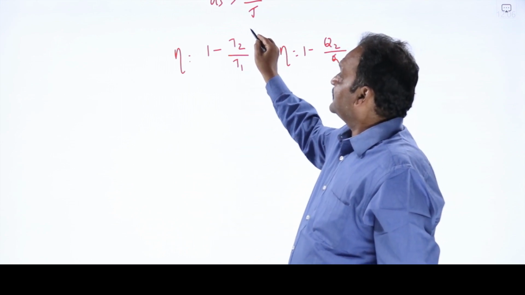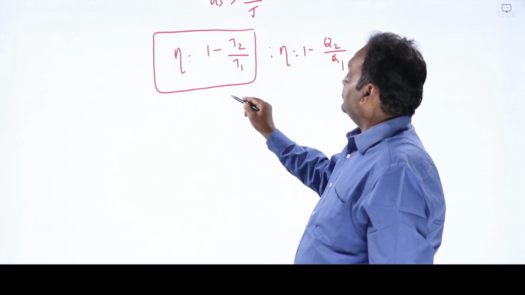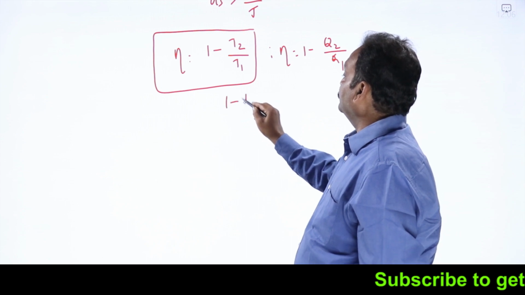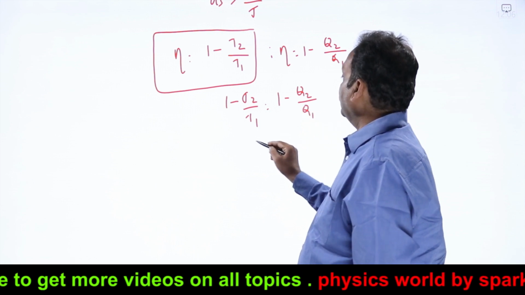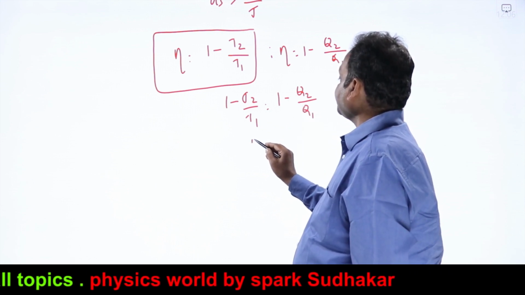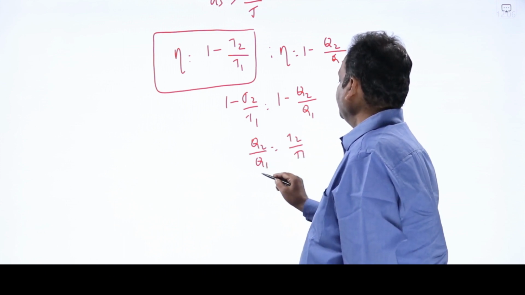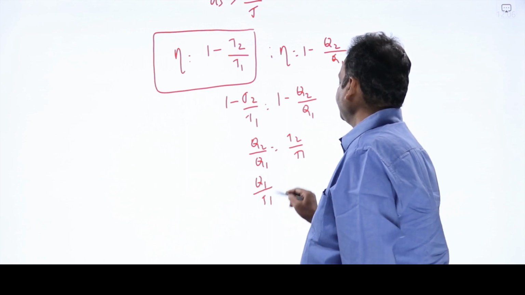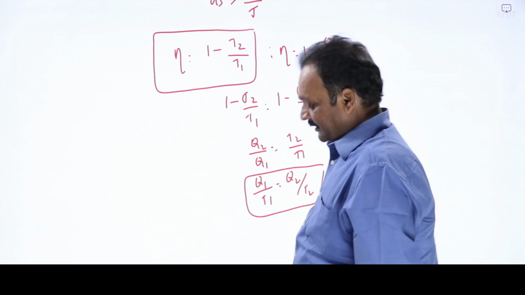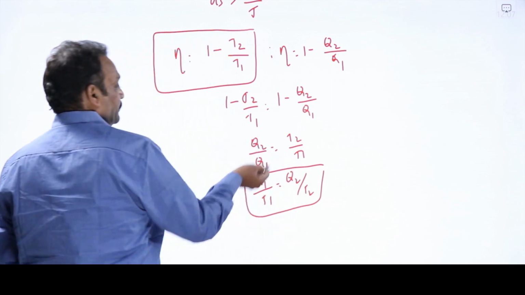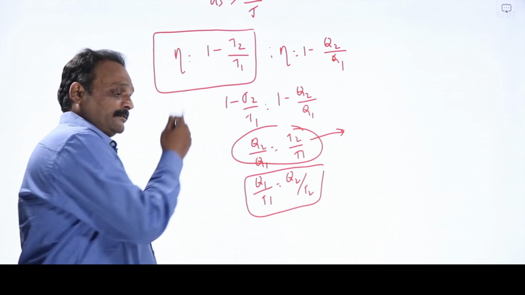For a Carnot engine, which is a reversible engine, we have eta equal to 1 minus T2 by T1, which is equal to 1 minus Q2 by Q1. So Q2 by Q1 is equal to T2 by T1, or Q1 by T1 is equal to Q2 by T2 for a Carnot engine. This is what we have observed. This concept has led Kelvin to define what is known as the Kelvin scale of temperature. That also we have seen in the Carnot engine.